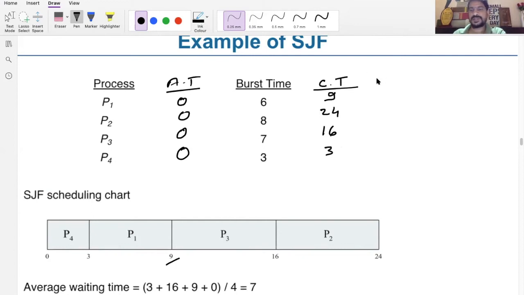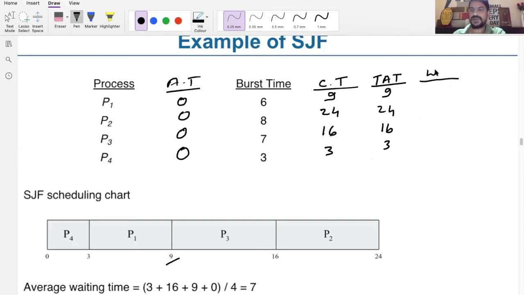Now after the completion time, we'll find out the turnaround time. What is the turnaround time? It is completion time minus arrival time. The completion time is 9 and the arrival time is 0. So the turnaround time is also 9. 24 minus 0 is 24. 16 minus 0 is 16. 3 minus 0 is 3. So it is the same as the completion time.